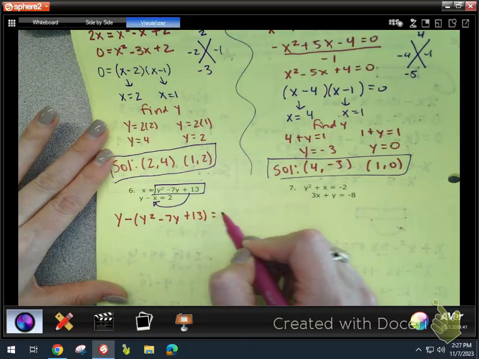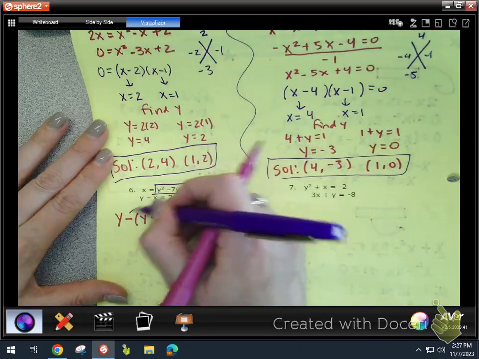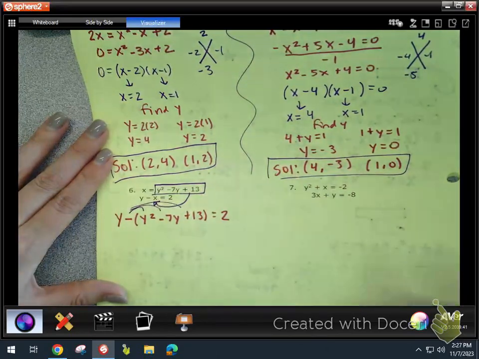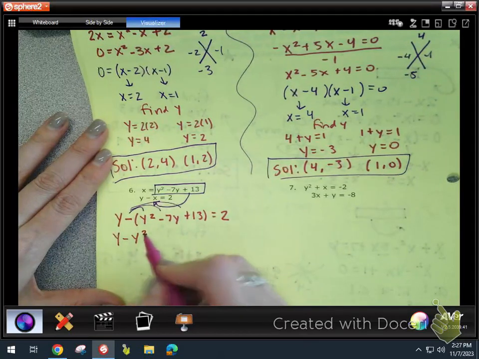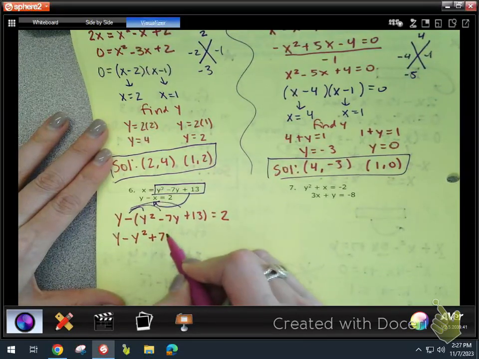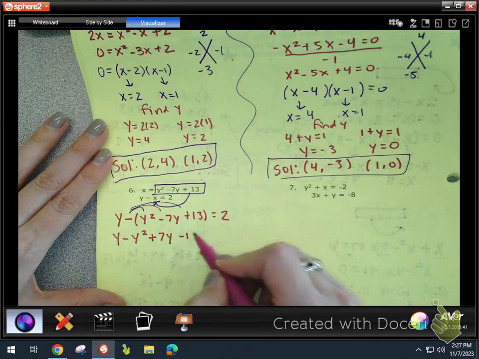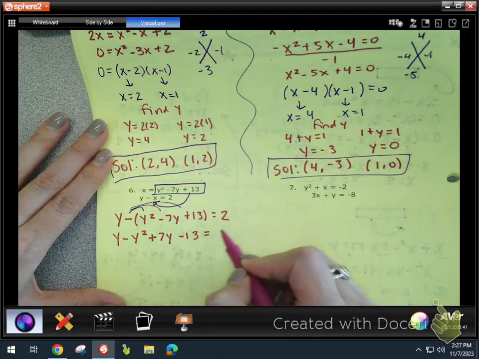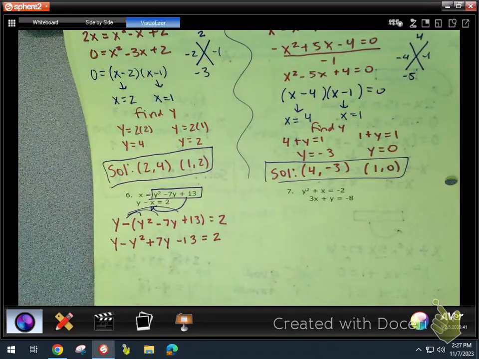You could do it in one step. I like to write it out and then do it in two steps, but as long as you flip everything, this will be y minus y squared. Do we have to do plus 7y? I don't think so, because if y squared plus 6y, I think it will factor. We'll see when we get there.